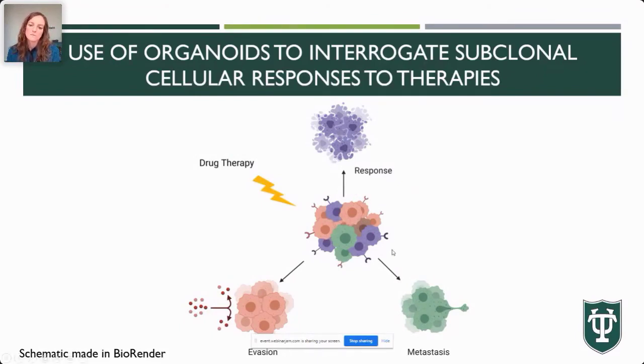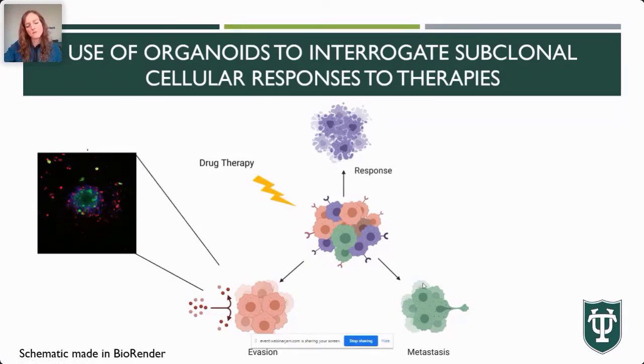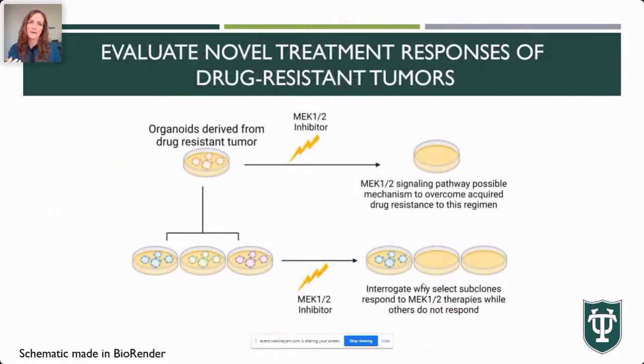As I mentioned before, a simplistic overview of drug resistance within these populations is that within a tumor itself, you have some cells that will respond. You have some cells that might evade the therapy. And you have some cells that might grow despite the therapy and have metastatic capabilities and cause metastasis in the patient. And we can use our organoid system to address these concepts in the laboratory setting.